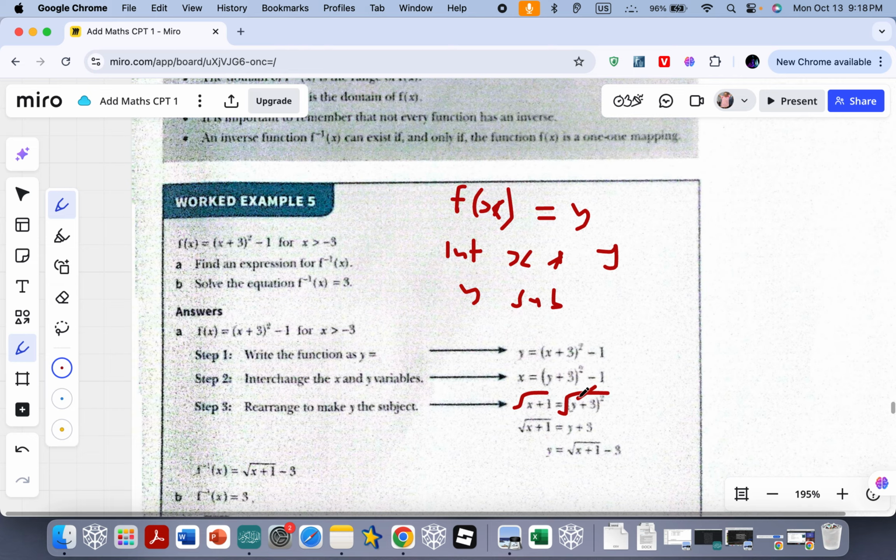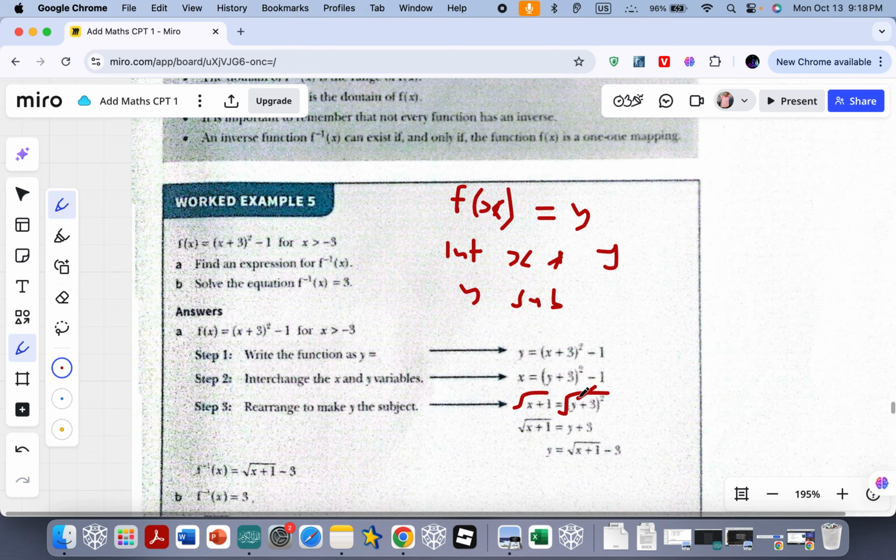Now the B part of the question says, the inverse we just obtained, you should equate it to 3. We just solved the inverse. You say f inverse of x equals 3, meaning this whole equation you got, the square root of x plus 1 minus 3, you should equate it to 3. So in place of f of x, write the inverse function you just obtained. So you say the square root of x plus 1 minus 3 equals 3.